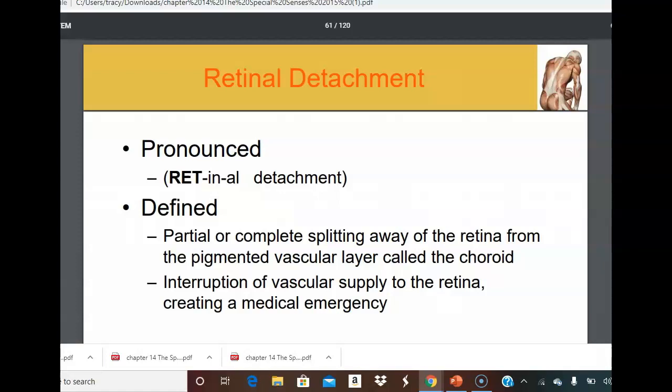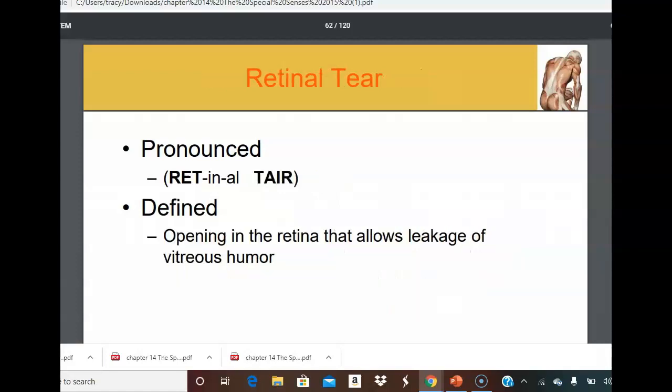Now, we talked about how important the vitreous humor is and how that particular fluid doesn't regenerate itself. And so there's a scenario where if someone has blunt head trauma, you could actually get a retinal tear or a retinal detachment. So this is either a partial or complete splitting away of the retina from the choroid. Now remember, the choroid has the vascular layer. And so when you interrupt that vascular layer, it can create a medical emergency. There are laser treatments that can be done to deal with it, but it is considered a medical emergency. They can lose their vision in that eye from that detachment.